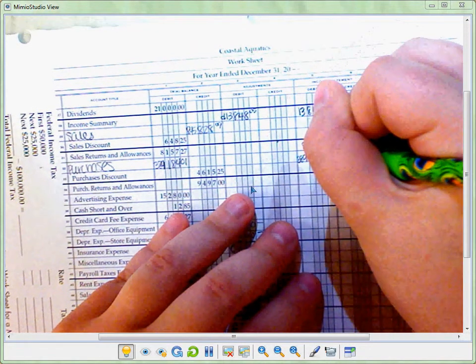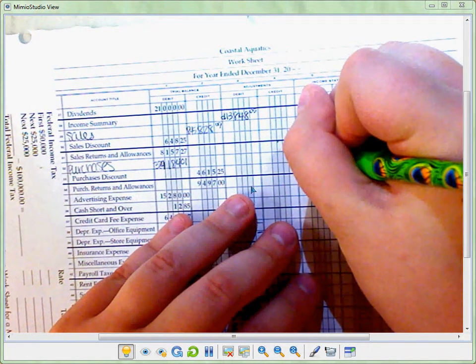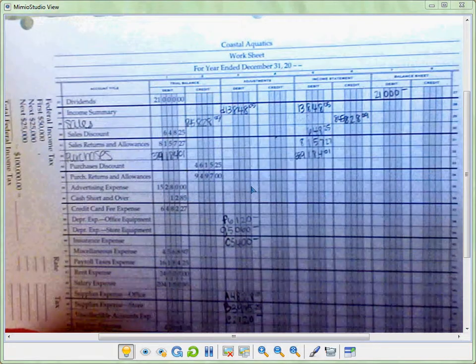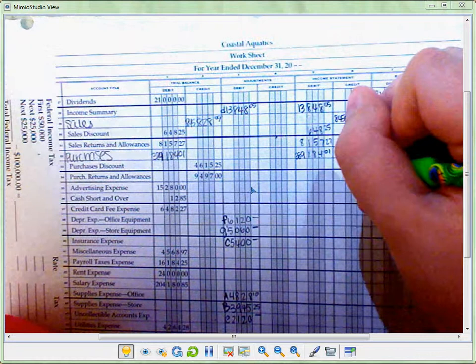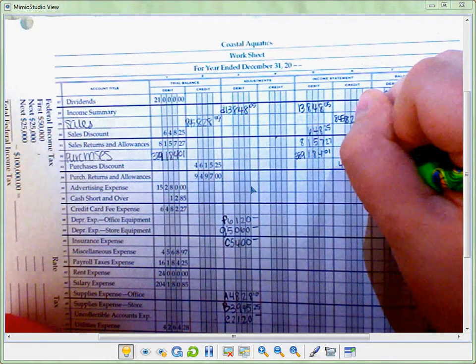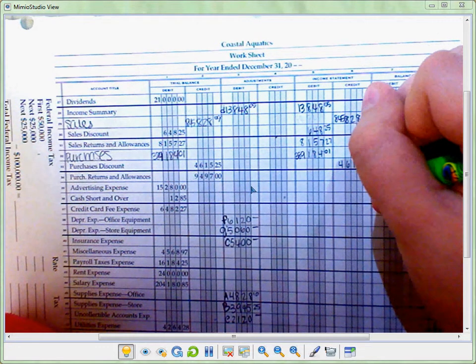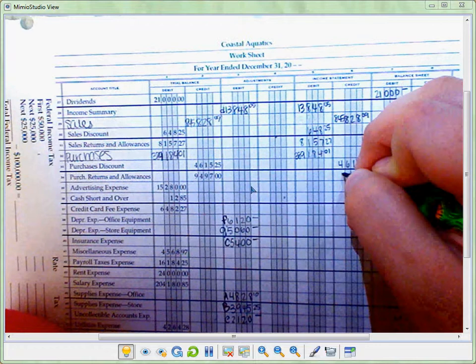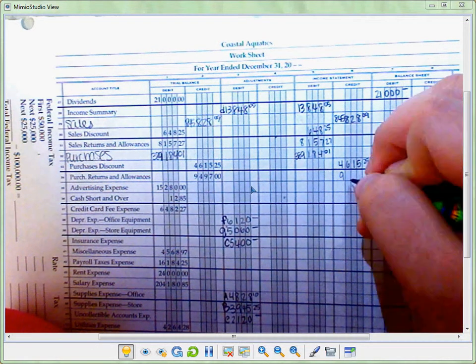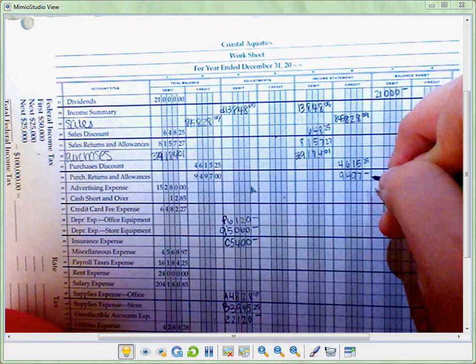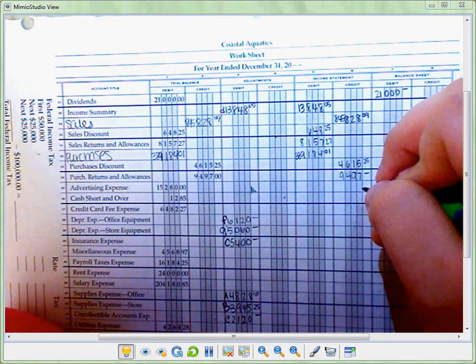What was it? $389,184.01. Credit, $4,615.25. Credit again of $9,497.00. Okay, the rest of these are all going to be in the debit column.